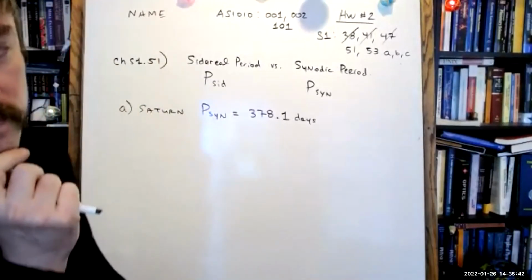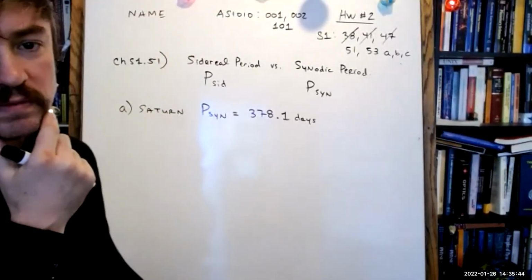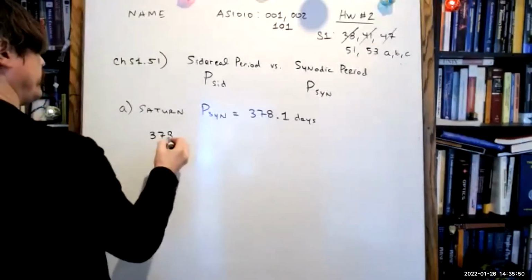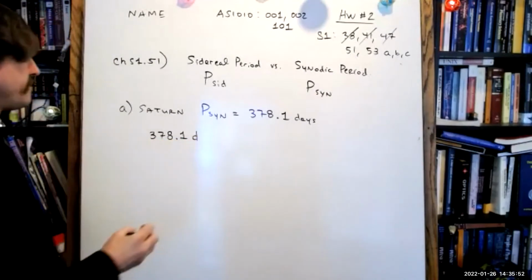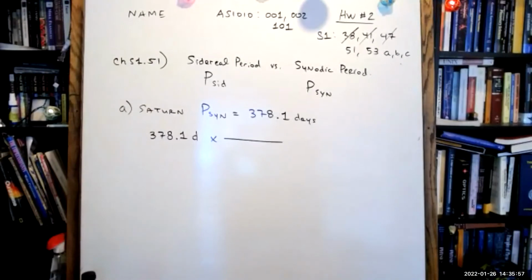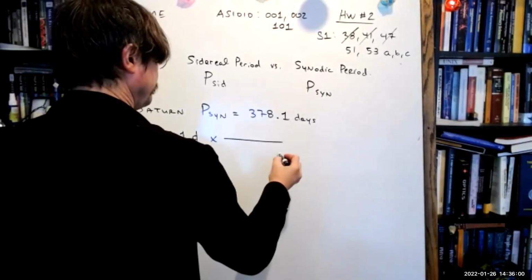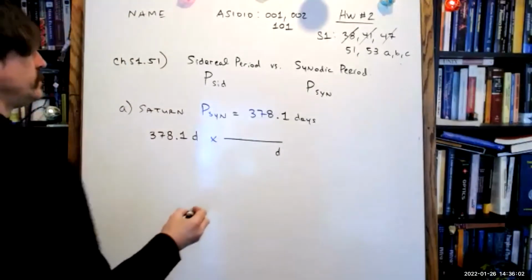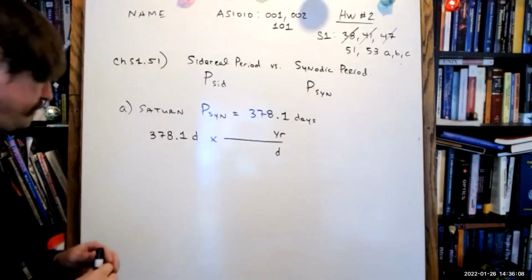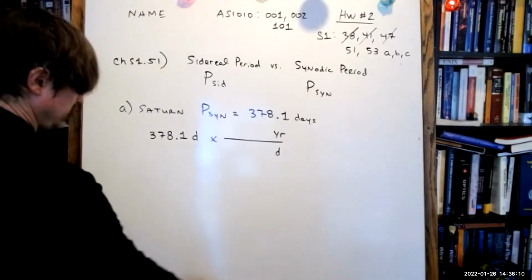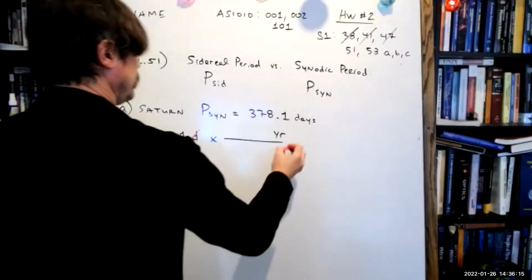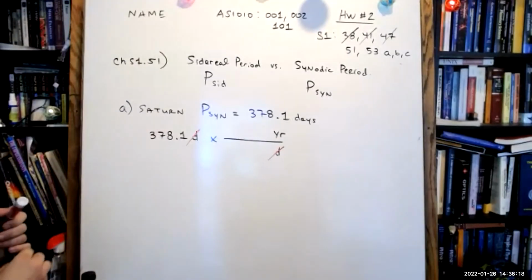So we take the 378.1 days, we write that and then we're going to do multiplication and the division bar. Good. On the bottom is going to be days, and on the top years. And we can plug in the conversion factor. So we cross out days. So 1 year to 365 days.